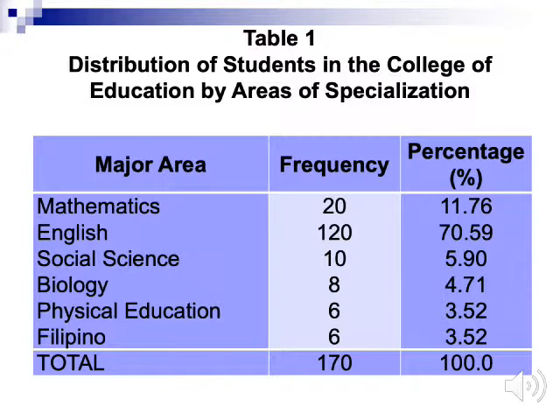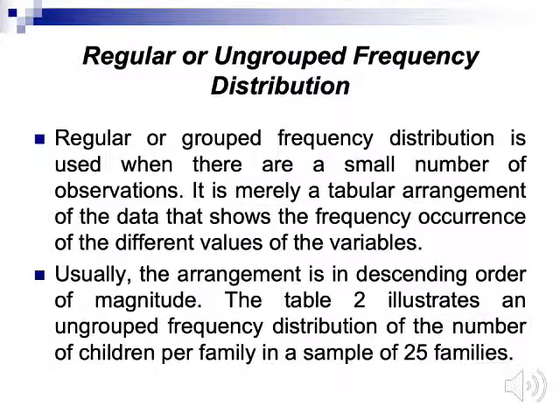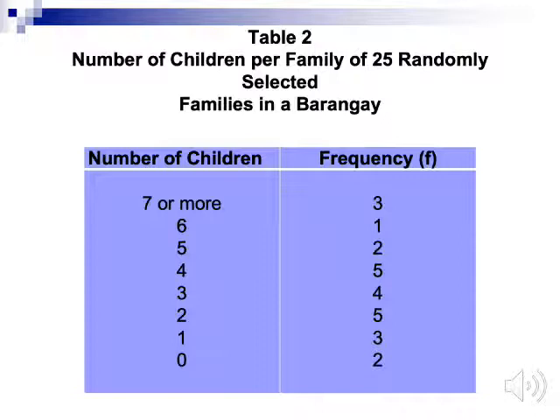There is regular or ungrouped frequency distribution, almost similar to the simple frequency distribution. So if you have the number of children per family of 25 randomly selected families in a barangay. So for the number of children 0, 1, 2, 3, 4, 5, 6, and 7 or more. So how many families have 7 or more children, 6 children, 5 children, and so on. And you can see it in the frequency. You can also add the percentage here. So to give you the idea that a majority of the families have 4 and 2 children, because if you notice, there are 5 families that have 4 children, and 2 children.